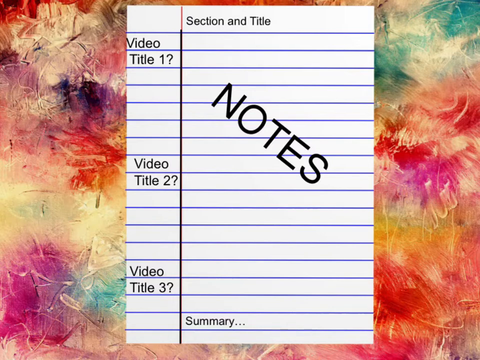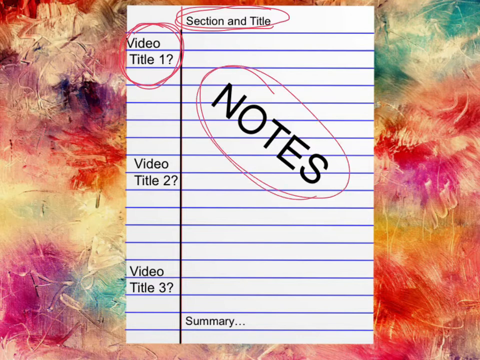Chapter 7, section 5 should be up top along with the title of that chapter and section. And then you have the video title number 1. You're going to write your notes, and then make sure you leave room for your video title number 2, which is the next one.